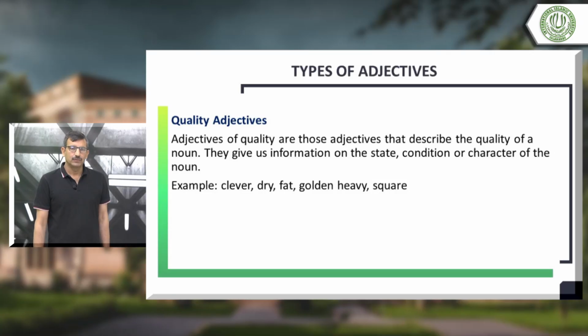The last type of adjectives is quality adjective. Quality adjectives are those adjectives that describe the quality of a noun. They give us information on the state, condition or the character of the noun. For example, intelligent, dry, fat, clever, etc.